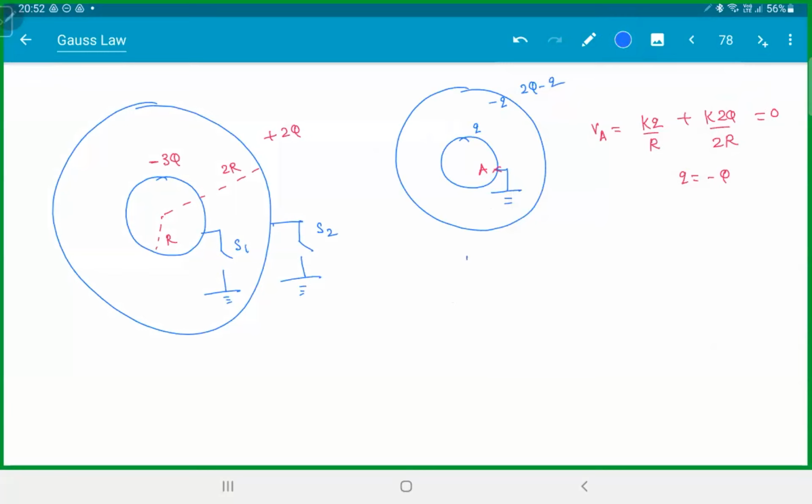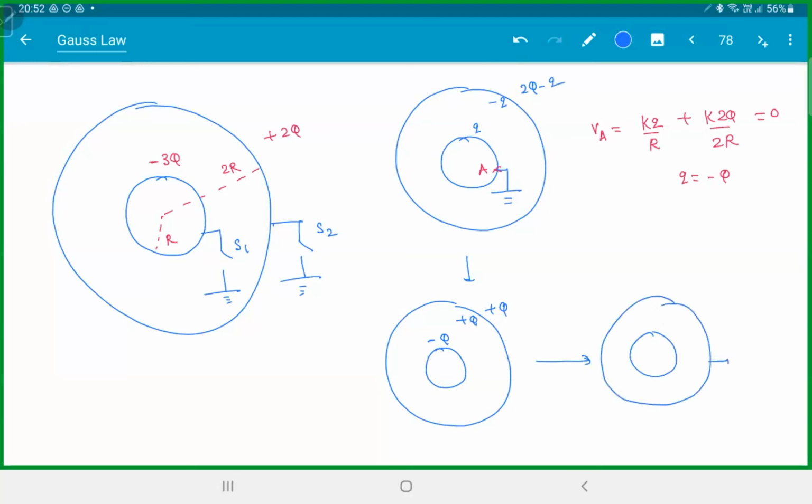Now you opened it. Once you opened it, this guy became minus Q, this guy became plus Q, and this guy became plus Q. And now you're saying you're going to ground the outer shell. So once you ground, will this charge get affected? That will not get affected, right? That will still remain minus Q. This will remain plus Q because of opposite charges. Outside, I don't know, let's call it X.